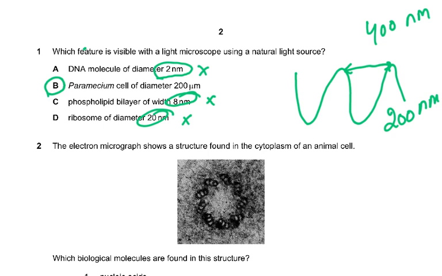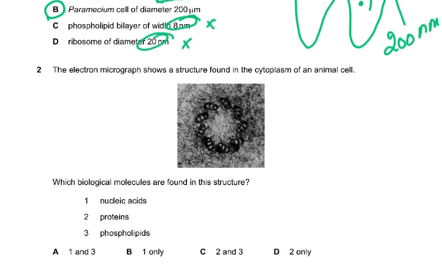So 200 micrometers means it is bigger than 200 nanometers, because 1 micrometer is equal to 1000 nanometers. So it is 200,000 nanometers. The reason why you can't see anything smaller than 200 nanometers is because it doesn't interfere with the light waves. So anything more than 200 nanometers will interfere with the light waves, and that will be possible to be seen.